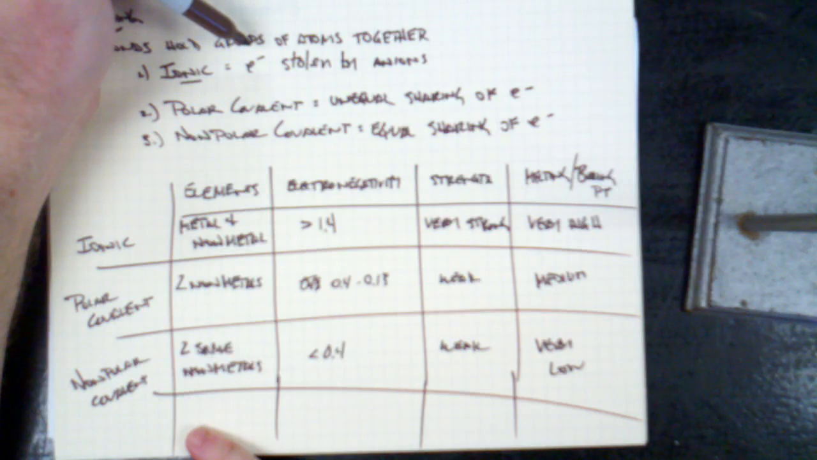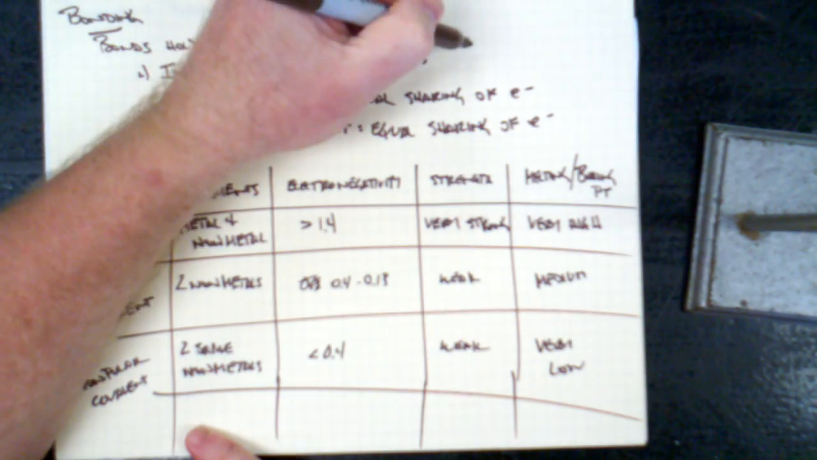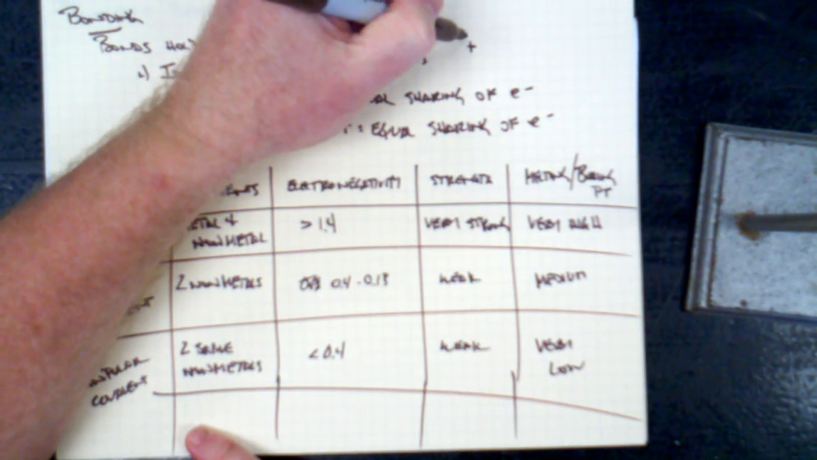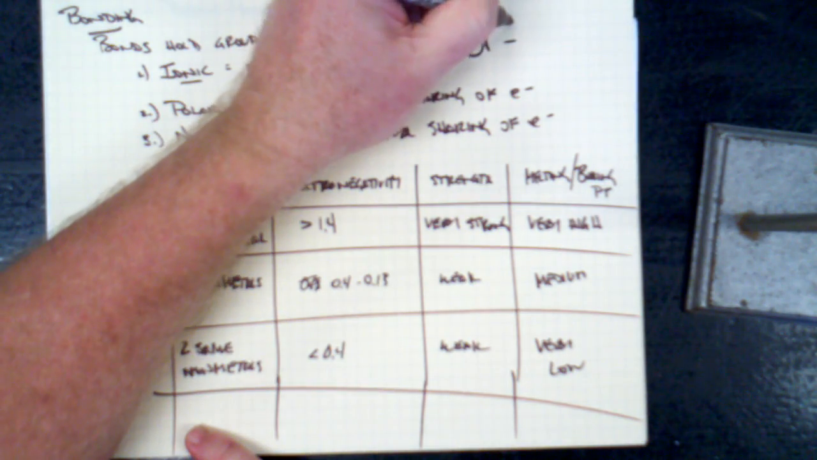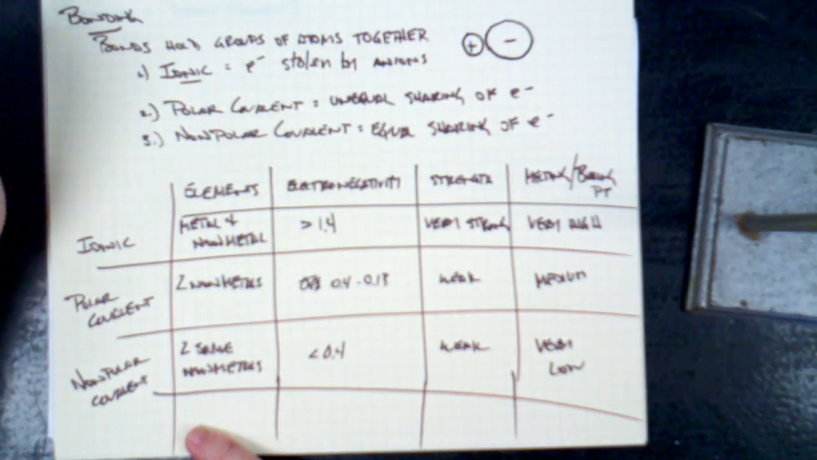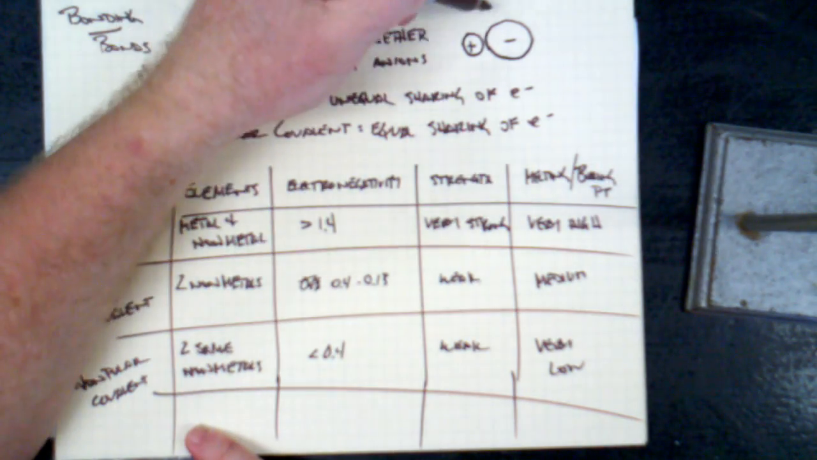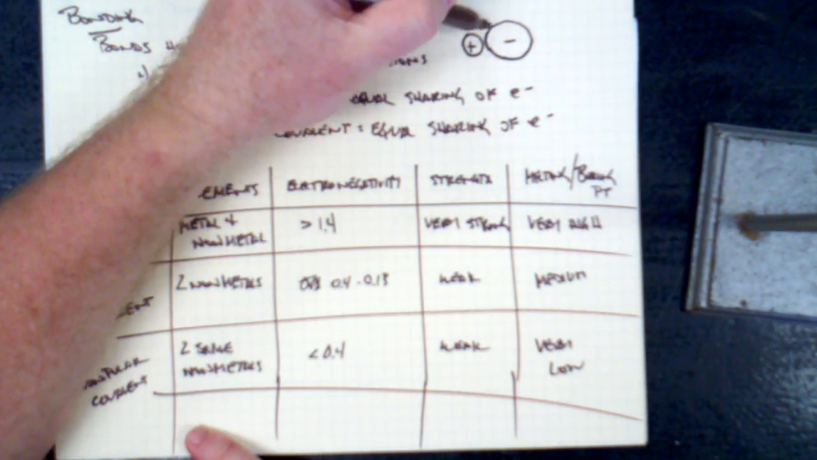Anions steal electrons from the cations, so that we've got a cation that's missing an electron, it becomes positive. An anion has gained an electron, so it becomes negative. We all know that opposite charges attract, so they pull each other together.